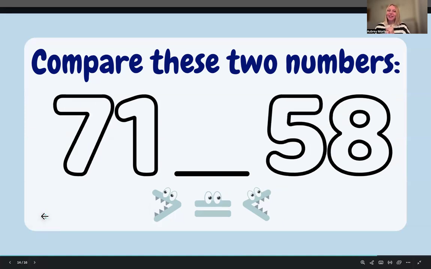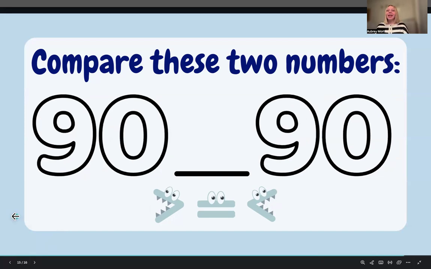So our next question is 71 greater than, less than, or equal to 58? All right, show me your boards. Yes, that is correct. 71 is greater than 58. All right, next review question. Is 90 greater than, equal to, or less than 90? Perfect. 90 is equal to 90. They are the same amount.